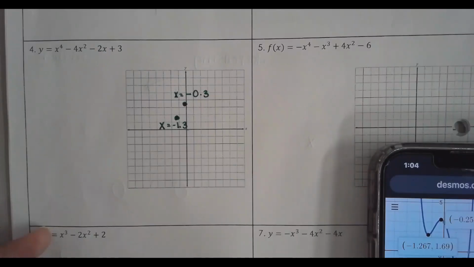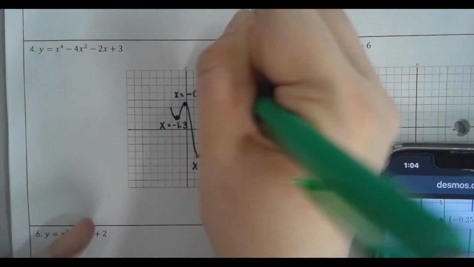Again, I'm not going to be counting your blocks. All right, and then 1. Negative almost 4. And it looks like that.